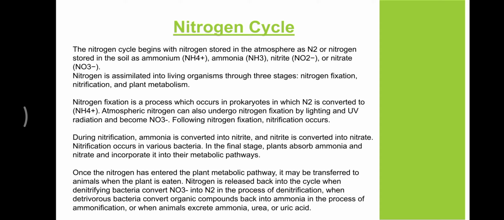When the plant is eaten by them, nitrogen is released back into the cycle when denitrifying bacteria convert NO3, that is nitrate, into N2, that is nitrogen, in the process of denitrification. Detritivore bacteria convert organic compounds back into ammonia in the process of ammonification, or when animals excrete ammonia, urea, or uric acid. A lot of environmental problems are caused by the disruption of the nitrogen cycle by human activity.